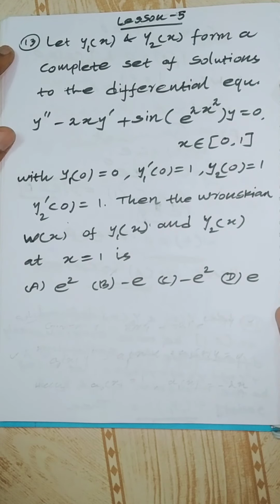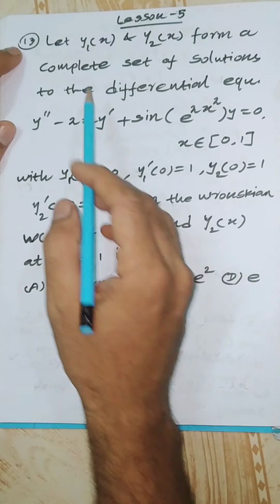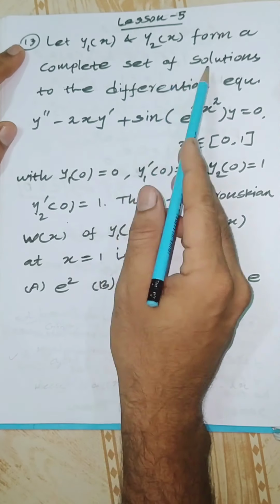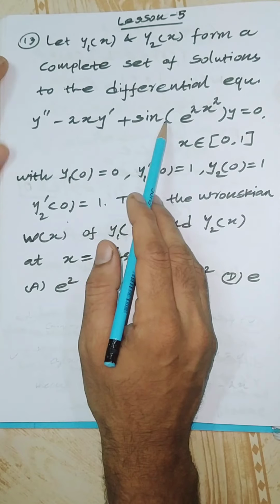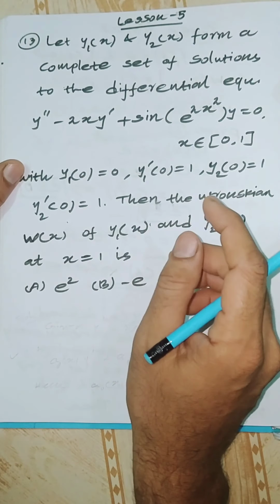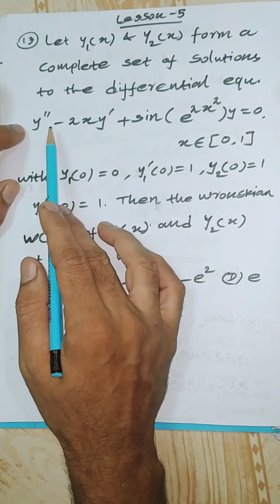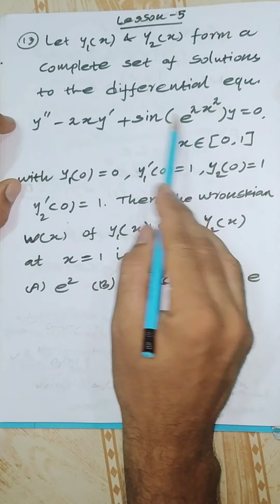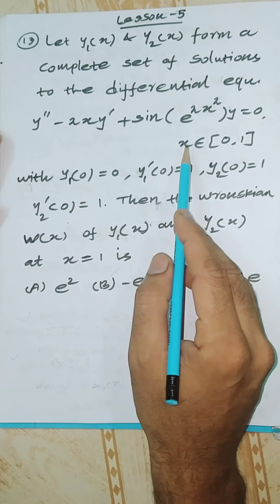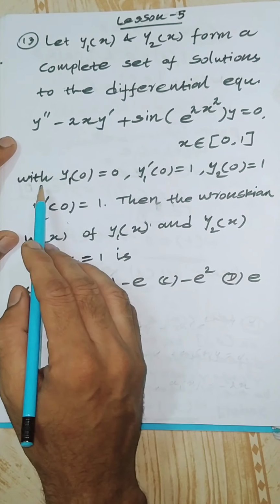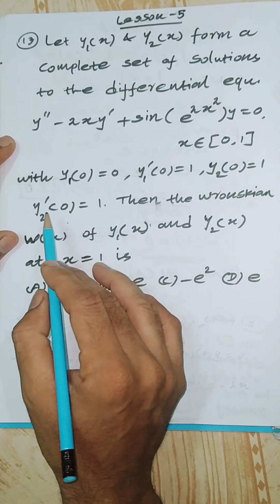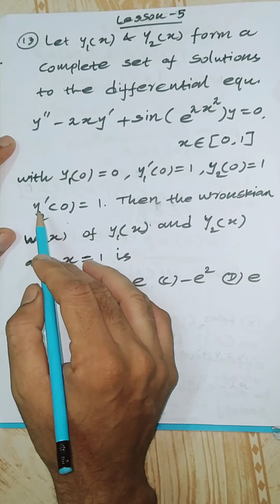Differential equation la number problems continuous paathukkorom. So adula 13th problem. Let y1 of x, y2 of x form a complete set of solutions to the differential equation y double dash minus 2x y dash plus sine of e power 2x square into y equal to 0, where x belongs to closed interval 0, 1, where y1 of 0 equal to 0, y1 dash of 0 equal to 1, y2 of 0 equal to 1, finally y2 dash of 0 equal to 1.